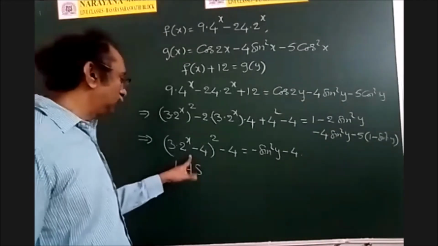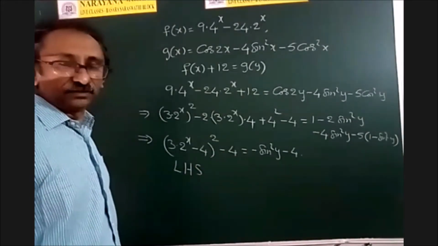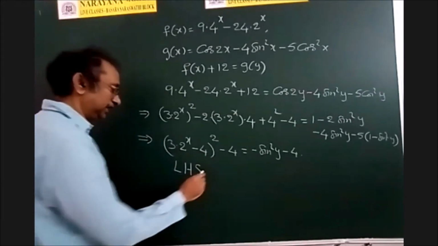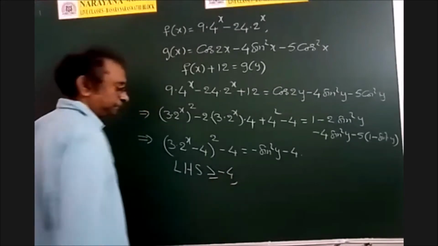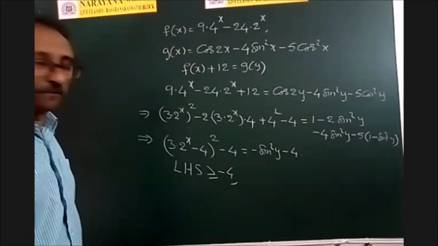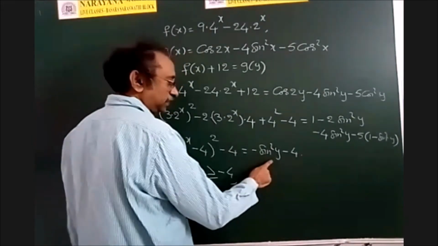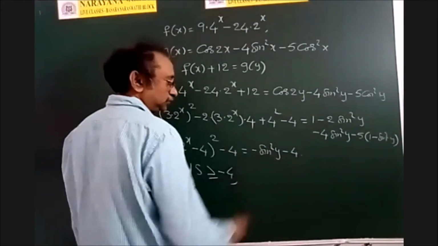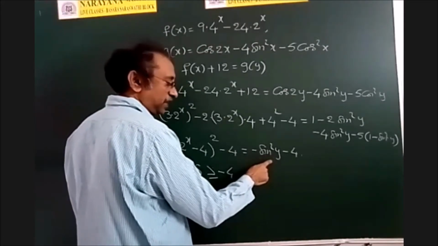So the least value of this is 0. So 0 minus 4 is minus 4. So its least value is minus 4. So that is greater than or equal to minus 4. And what is the least value of sin square y? Sin square y least value is 0. So sin square y greatest value is 1.